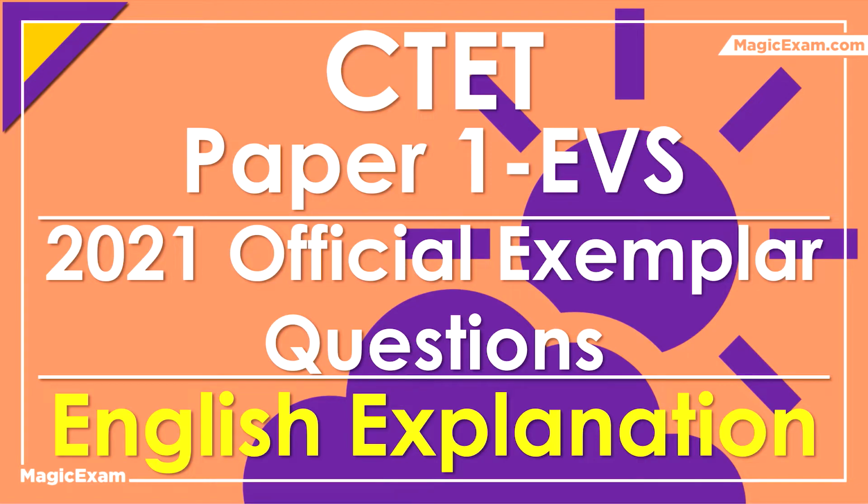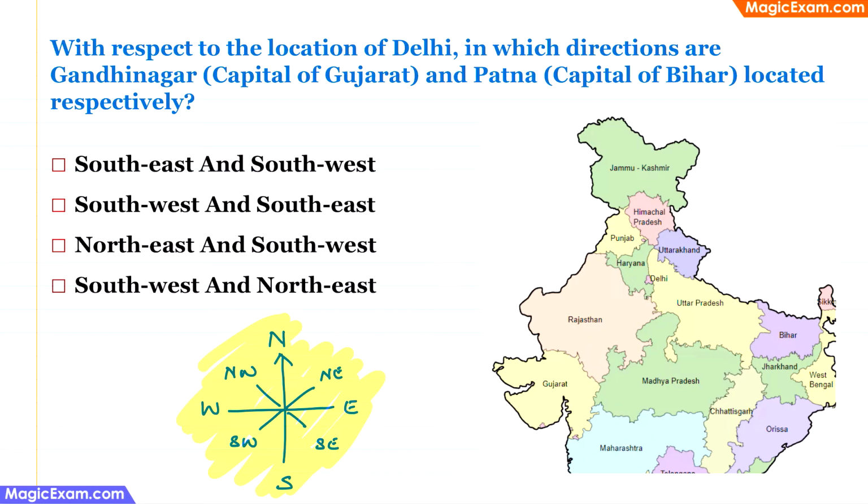So let's get started. With respect to the location of Delhi, in which directions are Gandhinagar, the capital of Gujarat, and Patna, the capital of Bihar, located respectively? Now, this is a very frequently asked question, and there are a couple of things that you need to remember here. One is you should be familiar with the directions and the cardinal directions. And you should also be thoroughly familiar with the map of India, the various states and the various state capitals.